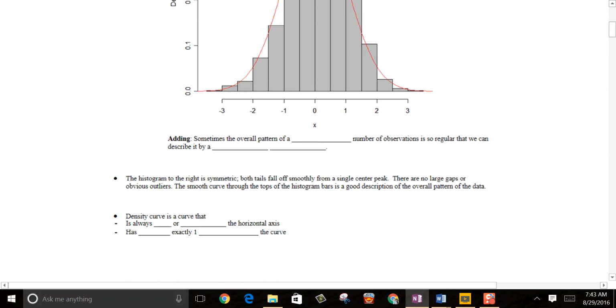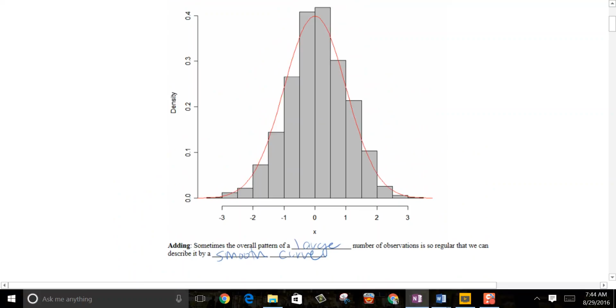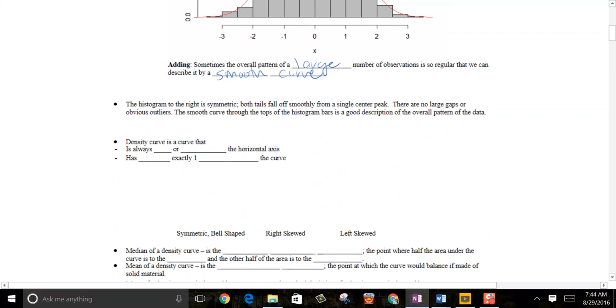What we're adding to this chapter is that sometimes the overall pattern of a large number of observations is so regular that we can describe it by a smooth curve. The histogram that's up here, yours is to the right in your notes, is symmetric. Both tails fall off smoothly from a single peak. There's no large gaps or obvious outliers. The smooth curve through the tops of the histogram bars is a good description of the overall pattern of the data. So you can see that nice smooth curve would be a good description of this data.